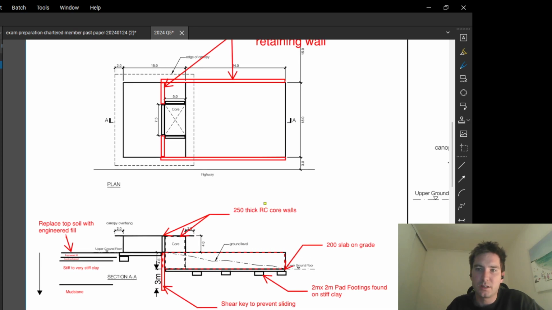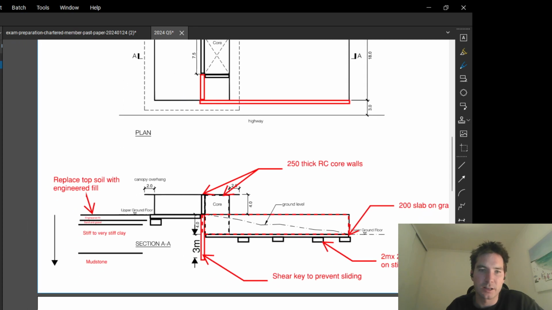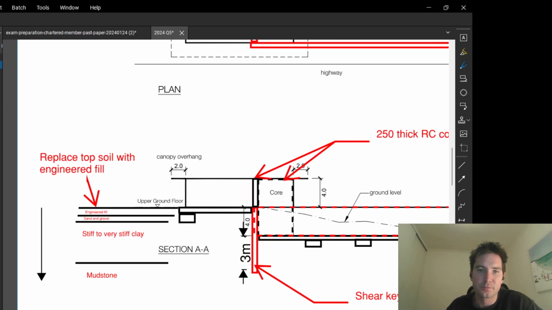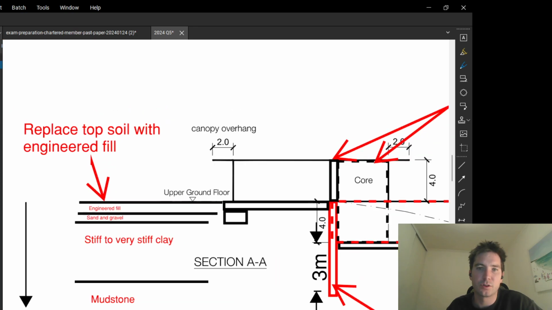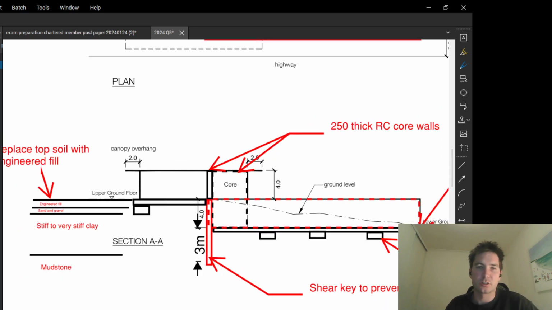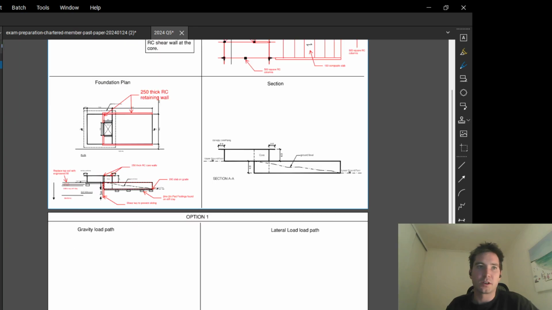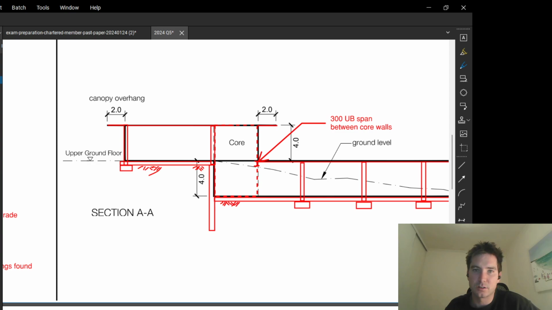Here's the core wall here, and 200 slab on grade, and we've got our pads for our columns that are just sitting on that stiff to very stiff clay. And I've sketched out each of the soil materials that we saw in the description, and I've also replaced the topsoil with some engineered fill, as that's what my slab on grade is just going to be bearing on. So if we come over and look at what I've done for the section, you can see engineered fill is what's sitting underneath my slab on grade.